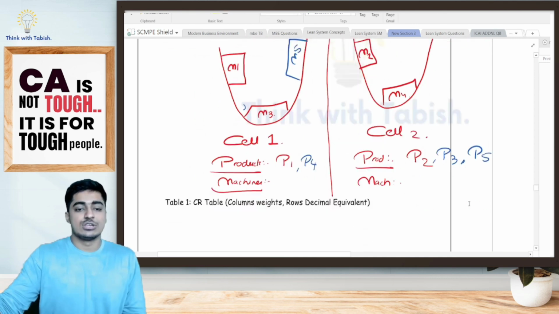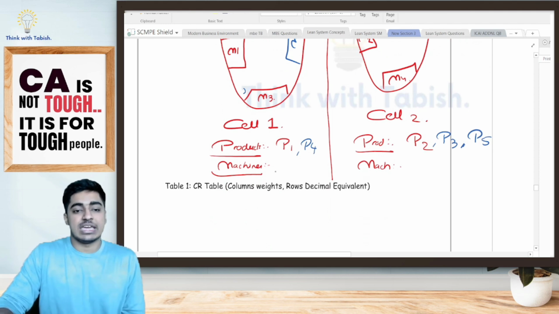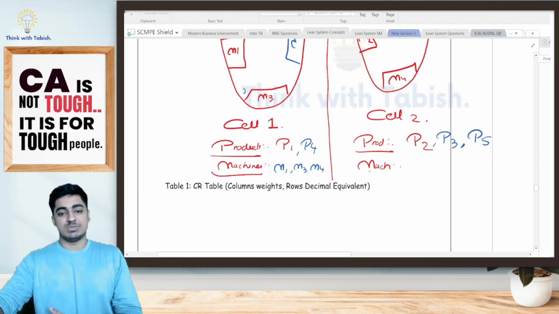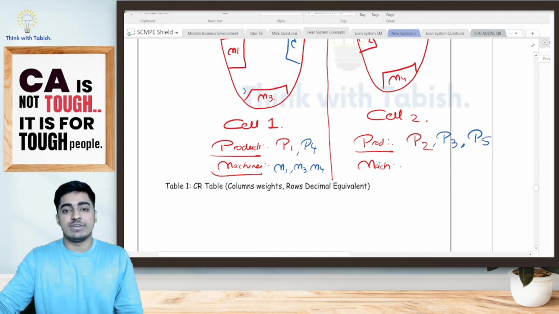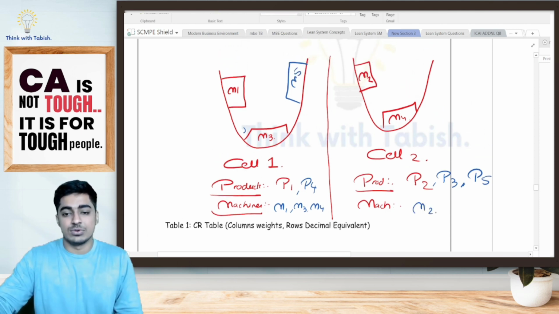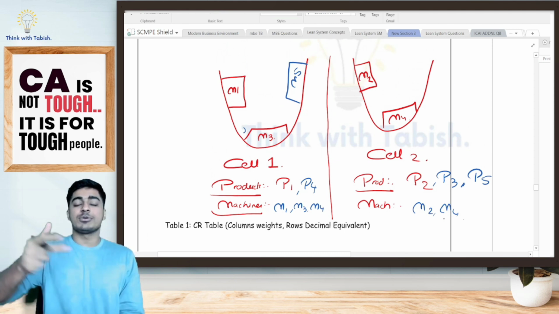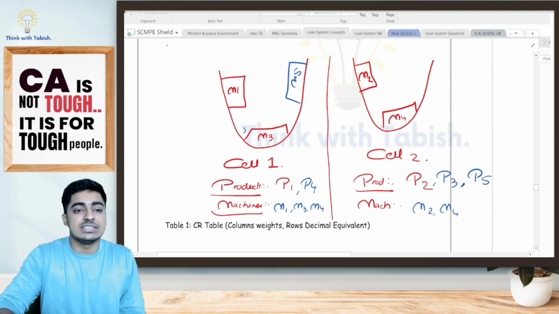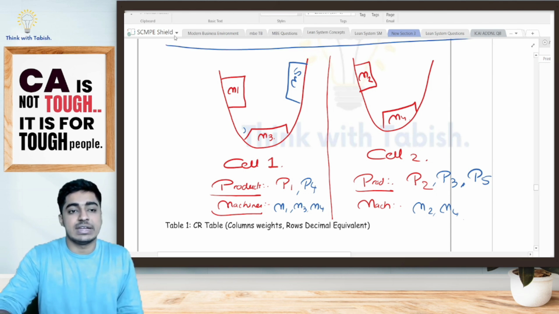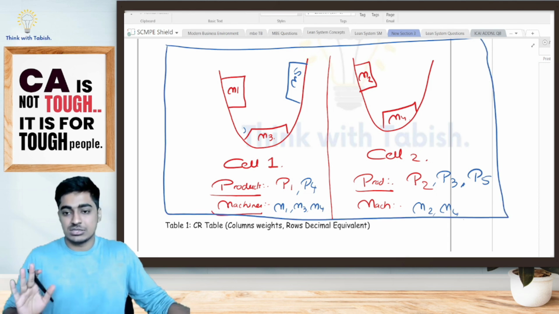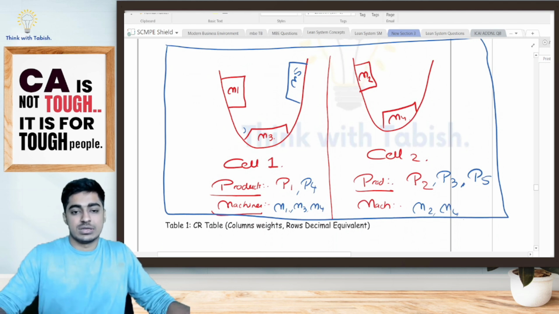Is this clear? So in cell number 1 I have machine 1, machine 3, and machine number 5, where I am producing 2 products, P1 as well as P4. In cell 2 I have machine 2 and machine 4, where I am producing 3 products: product 2, product 3, product 5. This is our final answer. This is how we are going to bifurcate our factory in the form of cells. Is this clear, students?